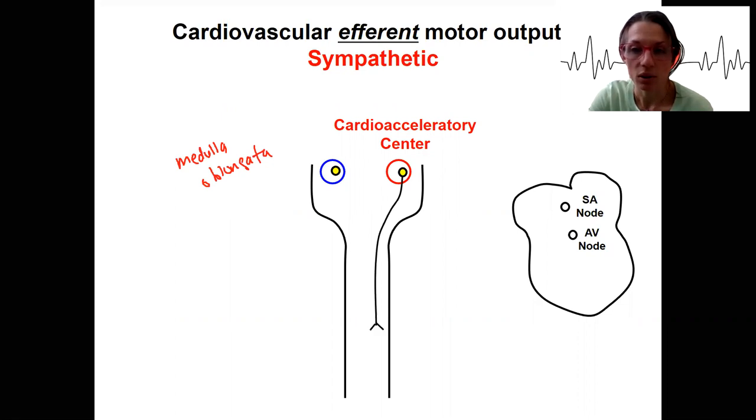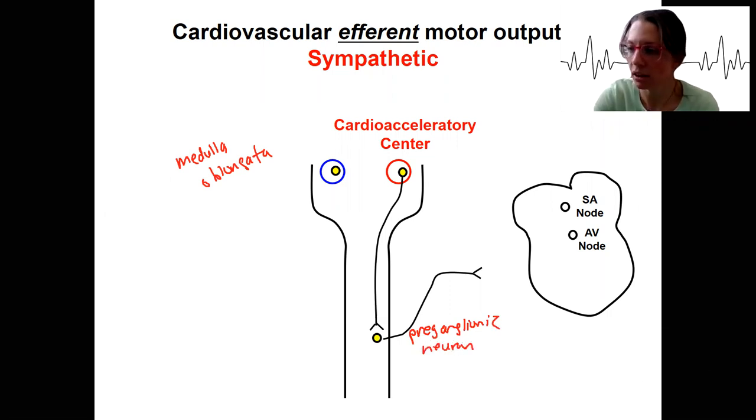So these fibers are going to go down the spinal cord. As you know, for the sympathetic nervous system, they go down to the spinal cord, where it's then going to travel out into the periphery. This is our preganglionic neuron. And then we're going to have a postganglionic neuron as well. So the ganglia is in that sympathetic chain ganglia, farther away from the effector organ. SA node and AV node are being contacted by these final neurons here.